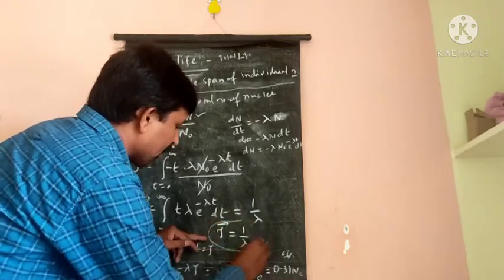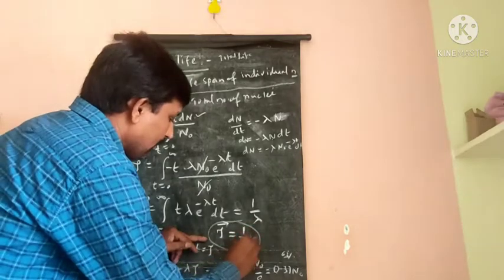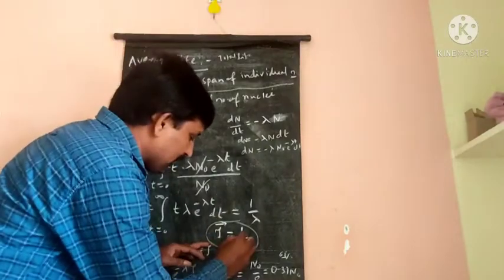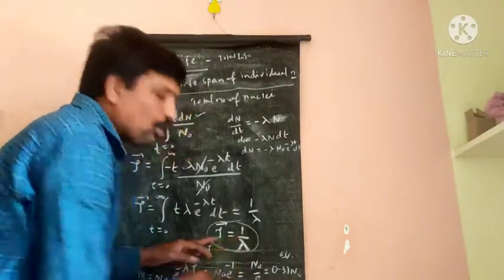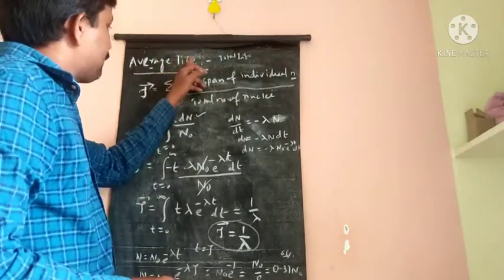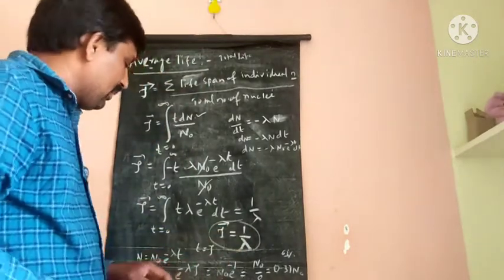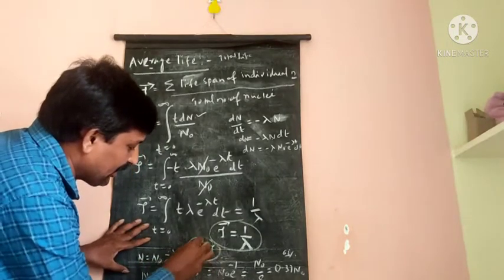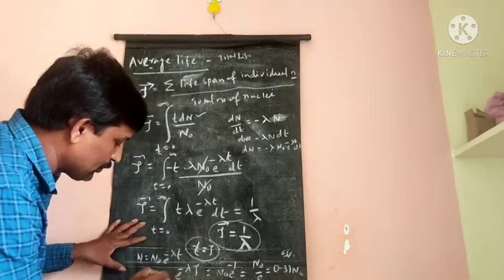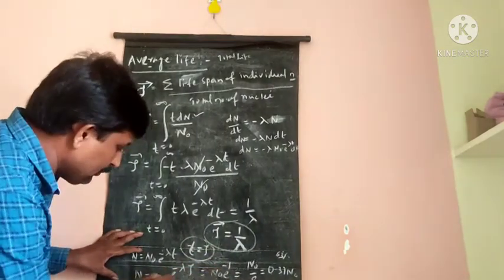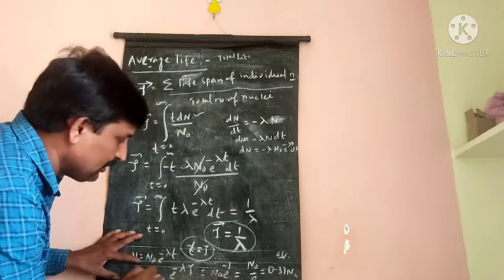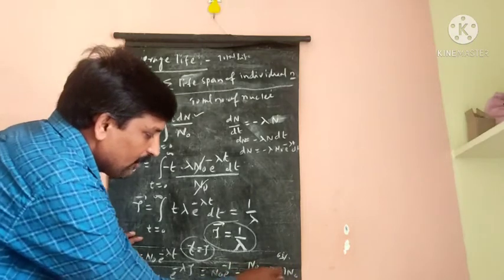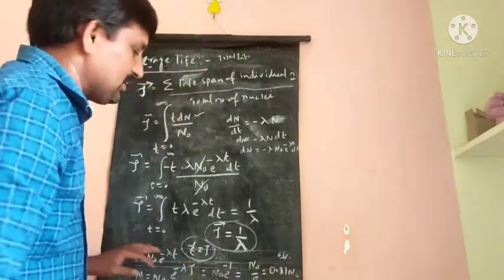So the reciprocal of lambda is called the average life. The reciprocal of the decay constant is known as the average life period. Tau is equal to 1 by lambda. If you take N is equal to N naught e power minus lambda t, taking small t is equal to tau, substitute the tau value in this equation. So here e power minus 1 times N naught, that is N naught by e, which is equal to 0.37 N naught, that is 37 percent.